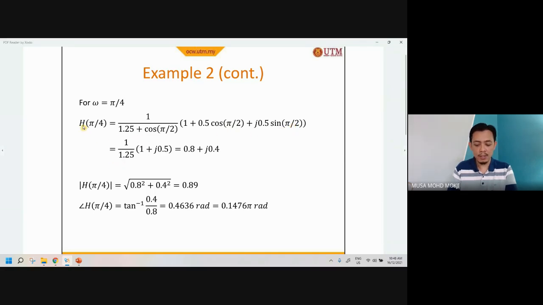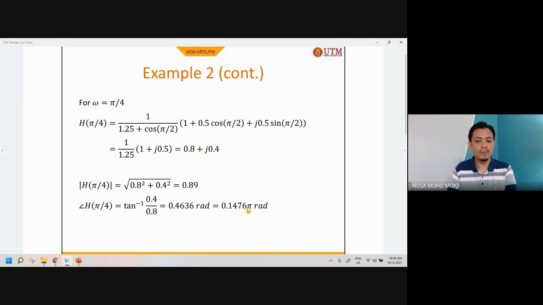So you will get frequency response at pi over 4 is 0.8 plus j0.4. The real value is 0.8. The imaginary value is 0.4. Okay, then we do the magnitude. Magnitude is just the square of this plus the square of this and then square root. So we get 0.89. And what is the phase? Phase is a tangent inverse of this one divided by this one.